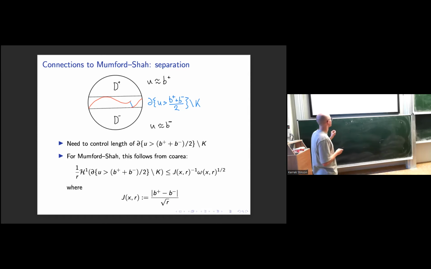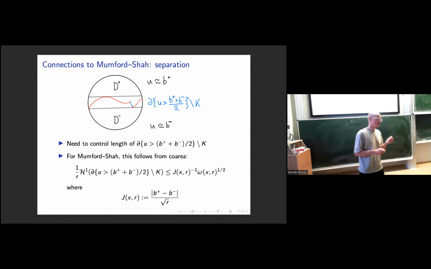But the important thing here is that this J basically looks like a constant divided by square root of r. So if you plug this into the inequality above, it's saying that the relative length of this boundary outside of the crack is going to 0 like square root of r. So it's actually vanishing, and it's vanishing at a Holder type rate. And this, at least a priori, seems helpful for the regularity theory.